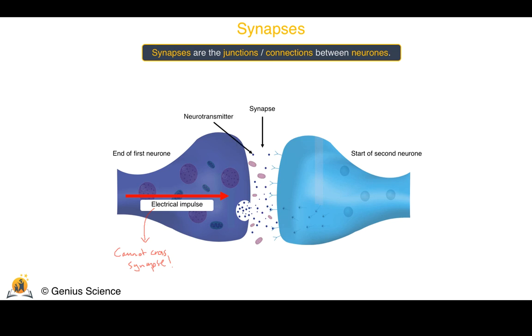Instead, chemicals called neurotransmitters are released at the end of the first neuron, seen here, where I'm just going to draw a red arrow. The neurotransmitters then diffuse across the synapse and bind to receptors located on the second neuron, like this one here at the bottom. This then leads to a new electrical impulse travelling along the second neuron and so on around the body. We can see here another red arrow is going to appear going to the right. That's the electrical impulse.